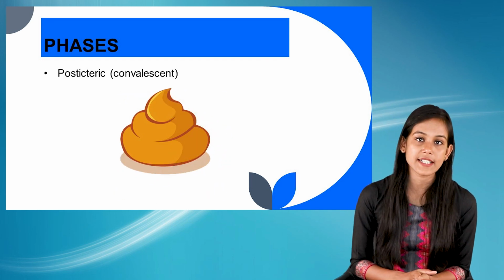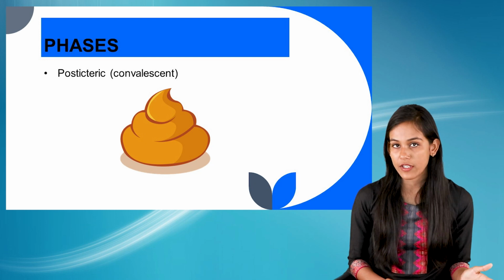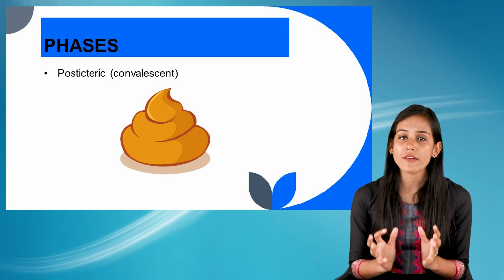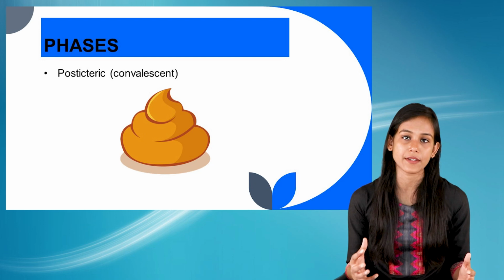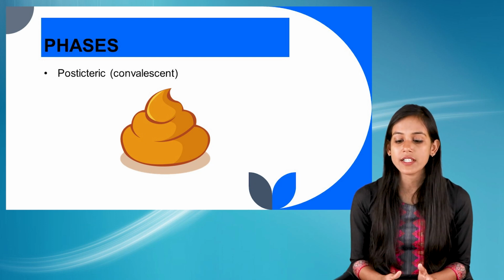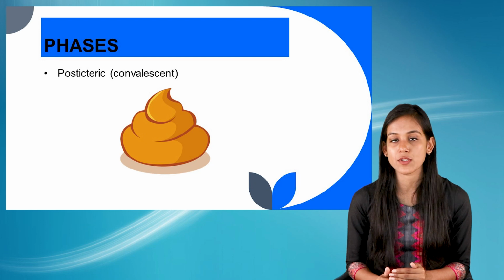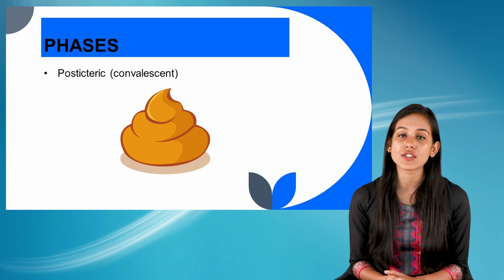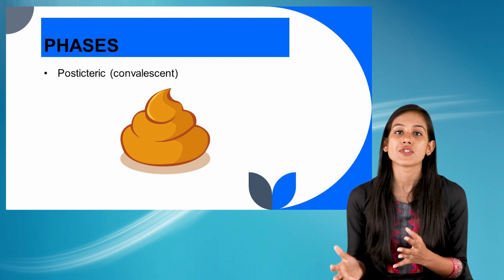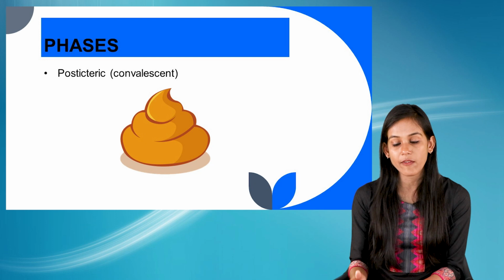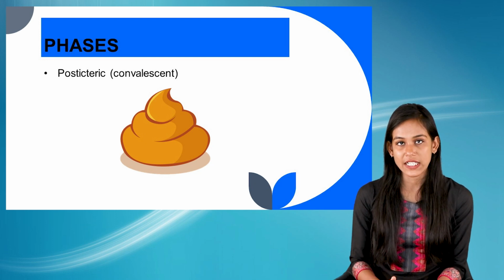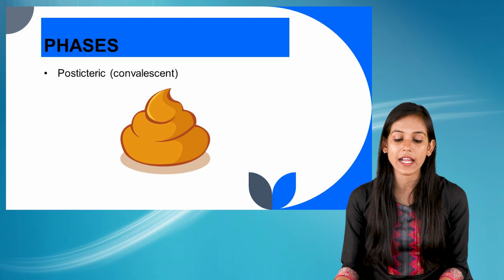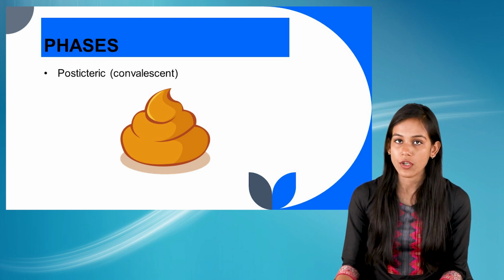post-icteric phase. This is also called the convalescent phase, right? So in convalescent stage, what are the things that we can see? So here the jaundice would start to decrease, right? So the bilirubin level would start to decrease, and the color of the urine and the stool would also return to normal. So you can understand that when the level of bilirubin is decreasing, then definitely the color of the urine and the stool would also return to normal. Alright, so these are the three phases of viral hepatitis, right?